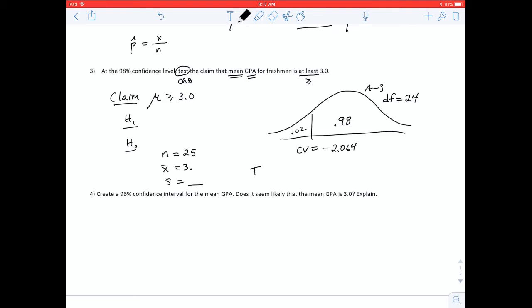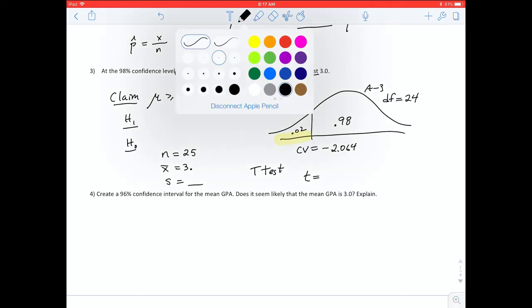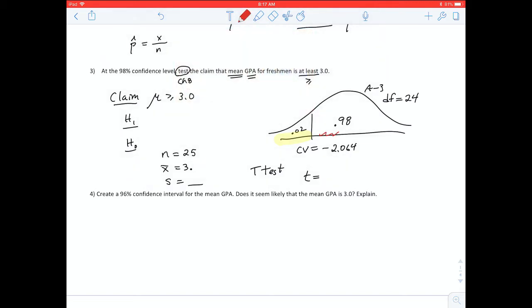And then, like number 1, you could do the T-test on the calculator, and you would get the test statistic. So if it lands over here, that means you actually did prove something. And if it lands over here, that means that we did not prove anything. And then write the conclusion.